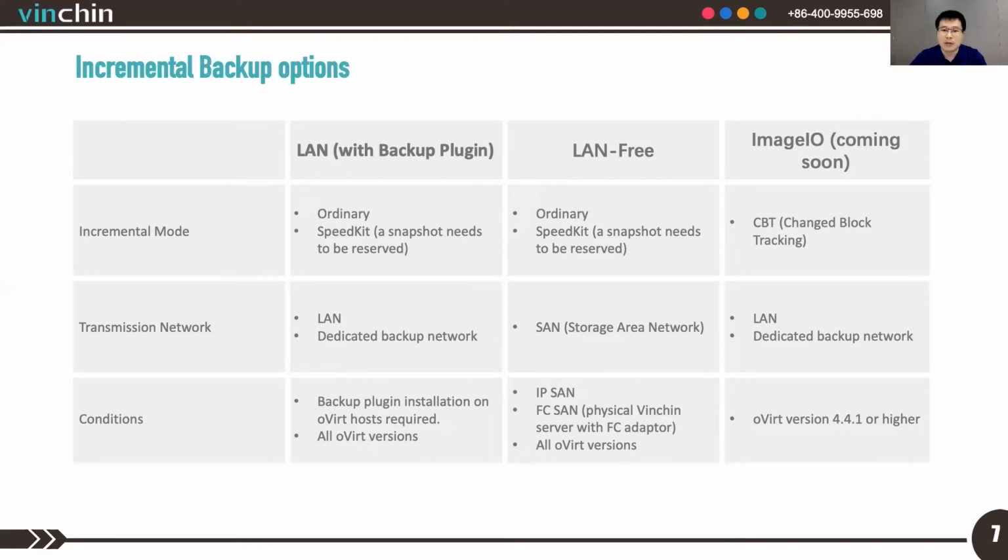Three options now. Which would be the best for you? Actually, we implemented imageio to replace the old LAN-based backup using the backup plugin. Imageio is the standardized and recommended way to back up your oVirt VMs through LAN. So if you are running oVirt 4.4.1 or higher versions, please choose imageio. But if you are running older versions, you are still able to use the old way. Just don't forget to install the backup plugin on the oVirt nodes.